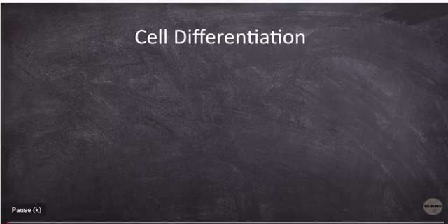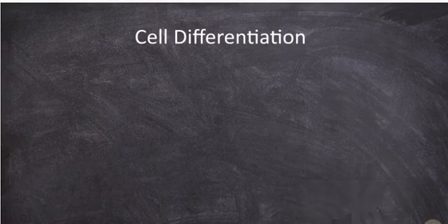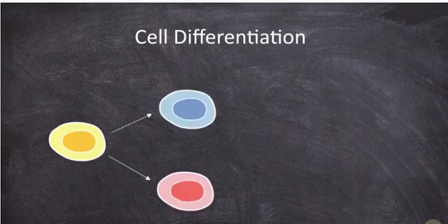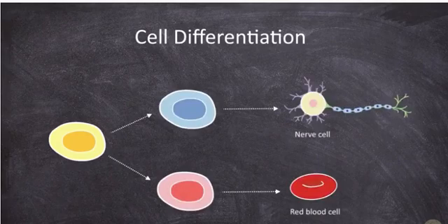In this video, we're going to go over cell differentiation. Cell differentiation is the process that occurs in the development of a new cell where it develops specialized structures and functions. In multicellular organisms, cells are specialized for specific functions.